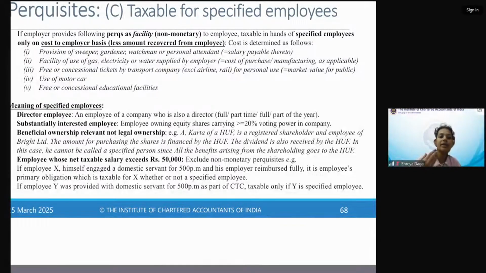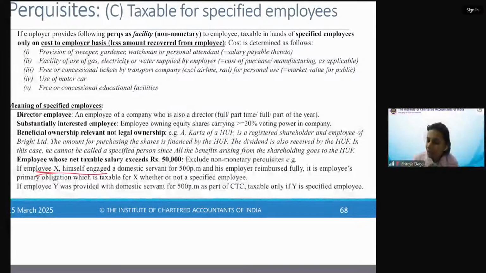सो व्हाट विल बी द अटेम्प्ट ऑफ द पर्सन कि भाई कैसे भी मैं ये लिस्ट, मैं स्पेसिफाइड एम्प्लॉय के एम्बिट से बाहर निकलूं. If I am outside the ambit of specified employee, then these 5 types of benefits are at least not going to be taxed in my hands under both regimes. Okay, all right.